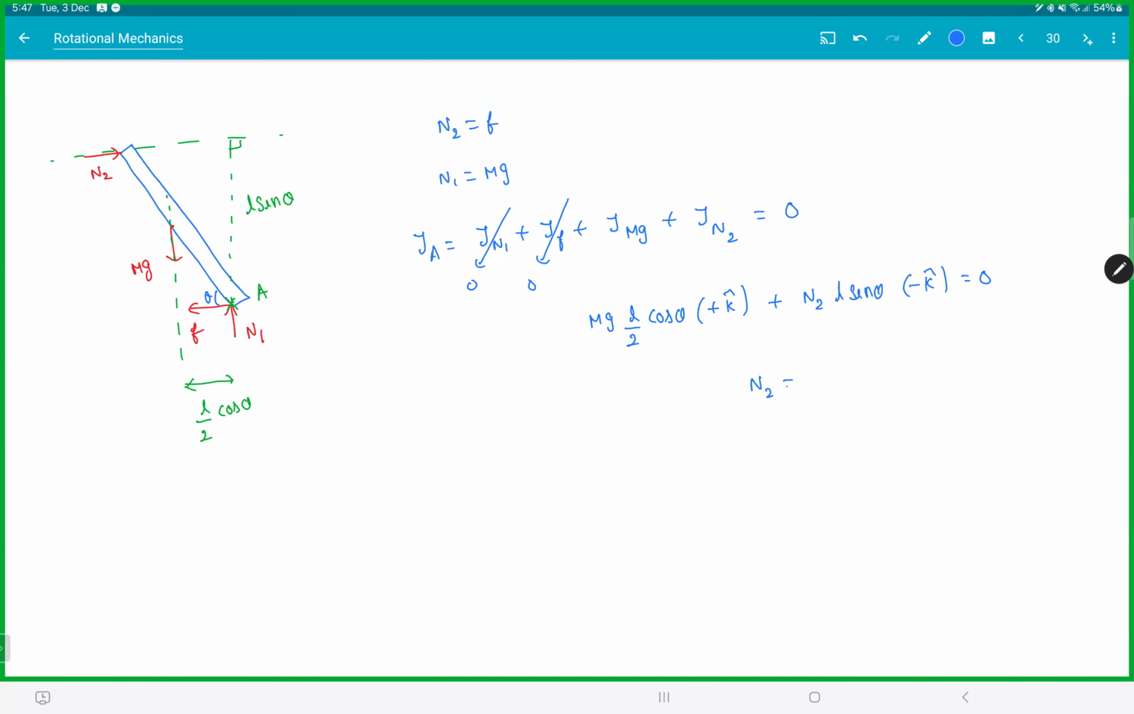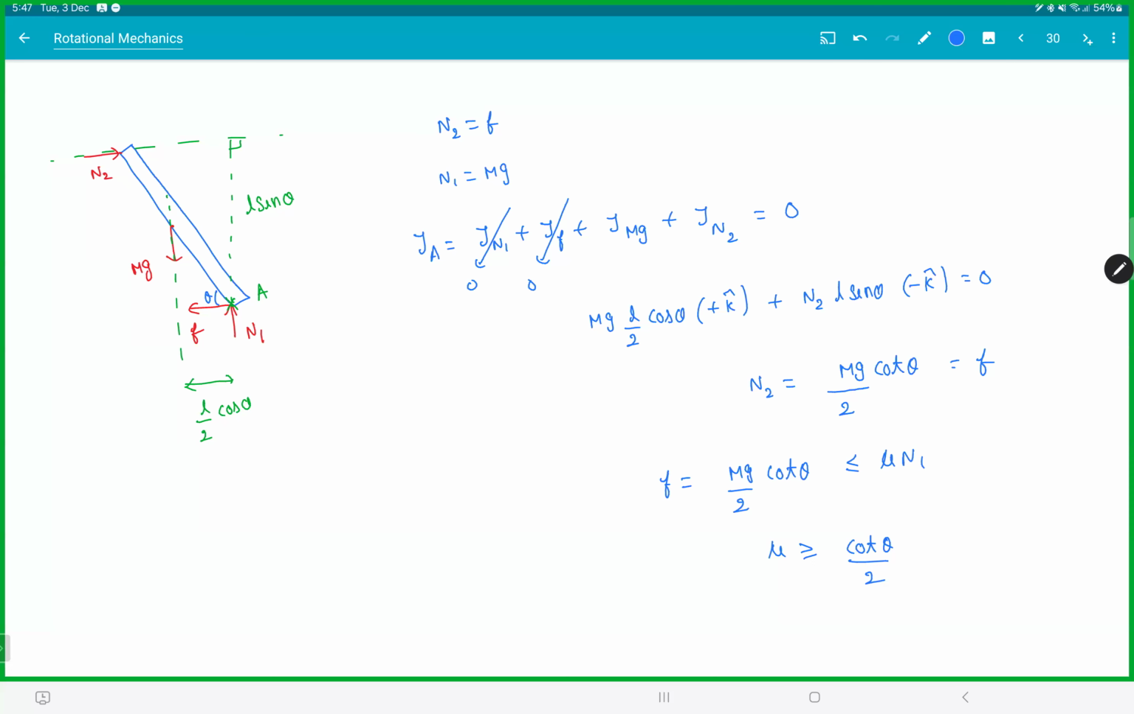From here, we get N2 is equal to mg by 2 cot theta. And N2 is equal to friction. So this is also the F value. N1 is already mg. So we know friction is mg by 2 cot theta. Now friction is always less than or equal to mu into N1. N1 is mg, so mu must be greater than or equal to cot theta by 2. Yep, that's your minimum mu. If anything less than this, the rod will slip.